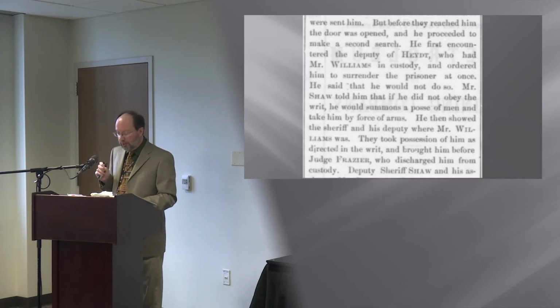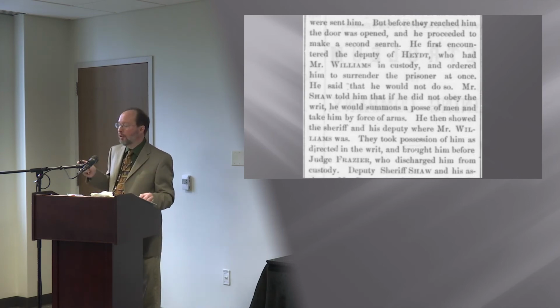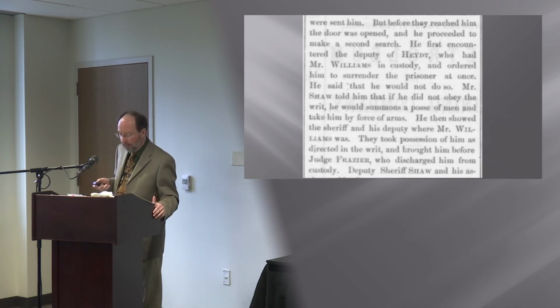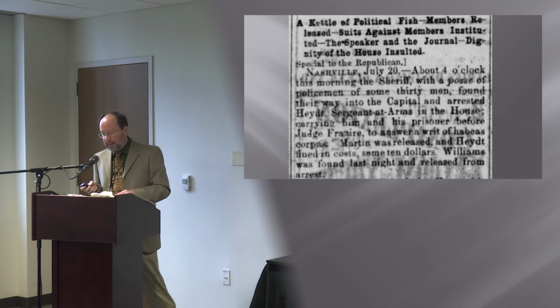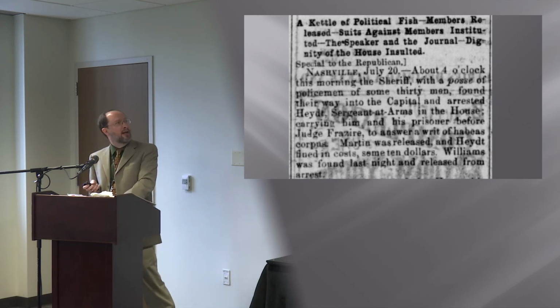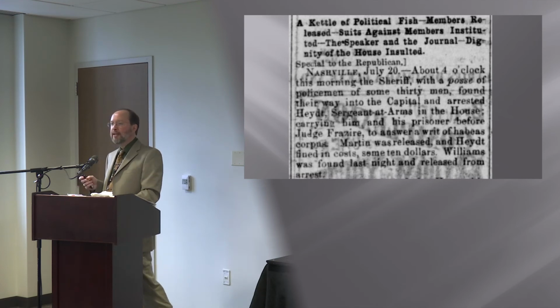But what about Representative A.J. Martin, who was still under arrest in the committee room? Judge Frazier issued another writ of habeas corpus demanding that he be freed. The Memphis Public Ledger, July 20th, 1866: A kettle of political fish. Members released, suits against members instituted, the Speaker in the Journal, the dignity of the House insulted.